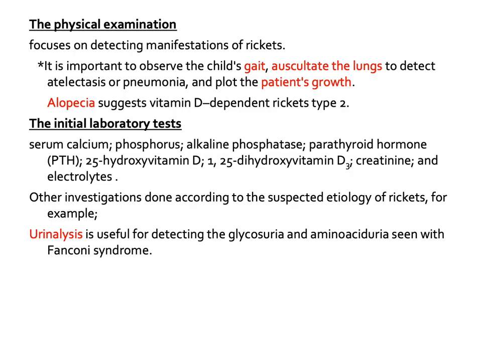For example, general urine if we suspect a patient with Fanconi syndrome, for detecting glucosuria and aminoaciduria. So the initial investigations include calcium, phosphorus, alkaline phosphatase, parathyroid hormone, vitamin D level, urea and creatinine and electrolytes, and other investigation according to the suspected etiology of rickets.